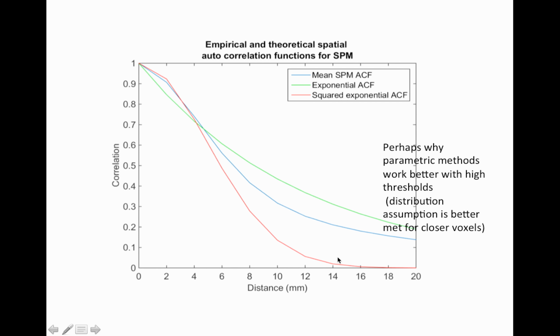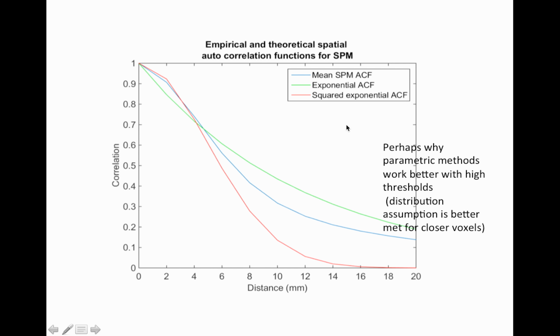So the explanation that they use from this is that this could perhaps be why the parametric methods work better with higher thresholds. My understanding of that would be that that's because the distribution assumption is better met for closer voxels. If the voxels are closer, these distributions are closer, right? If the voxels are further away, it's very different. So that was my take on that.